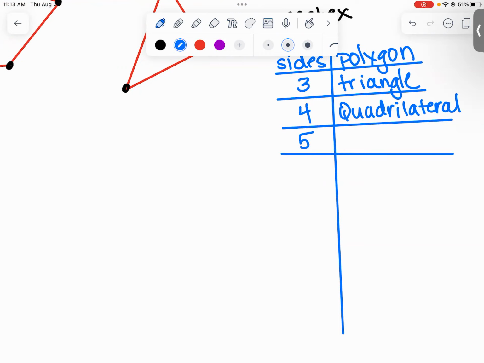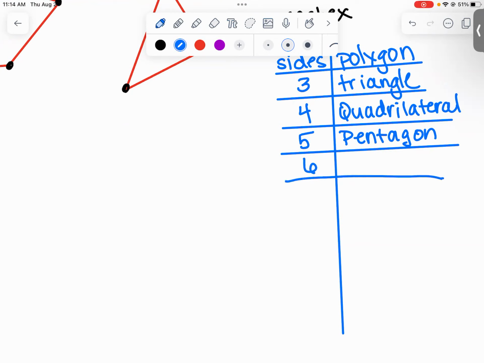Five sides. Yep. Nailed it. That's why we have pentas, because we have five rotations of your electives. Okay, and six sides.